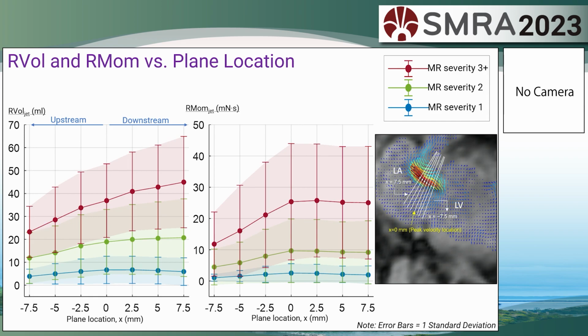Ideally, the upstream momentum would resemble the more stable downstream momentum and conform to the conservation of momentum principle, but we believe that this trend is due to the decrease in jet cross-sectional area as the plane moves closer to the valve, which in turn causes a large velocity gradient within a single voxel, leading to partial volume averaging and subsequent underestimation and signal dephasing errors.